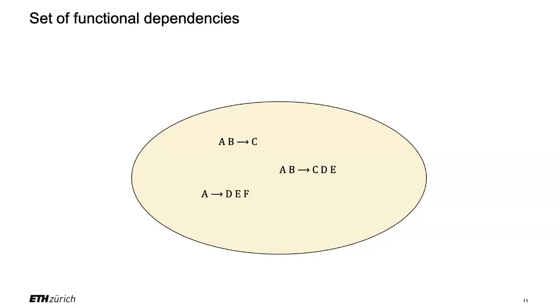And now these are my functional dependencies. I have attributes A, B, C, D, E, and F. So I have 6 attributes. And I know that on that universe, I have a functional dependency from AB to C, one from AB to CDE, and one from A to DEF. In other words, the value in C is a function of A and B. The value in CDE is a function of A and B. The value in DEF is a function of A, right? These are the functional dependencies.